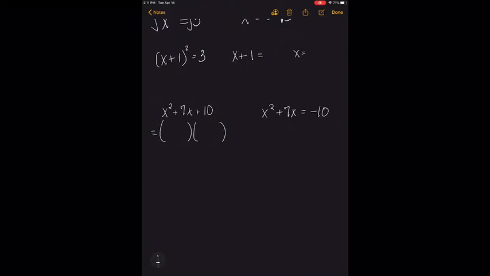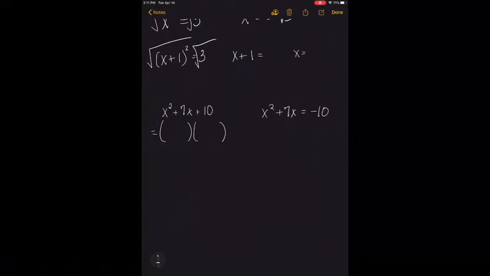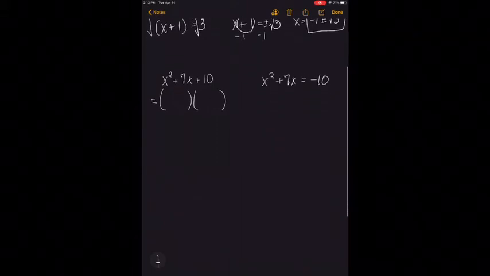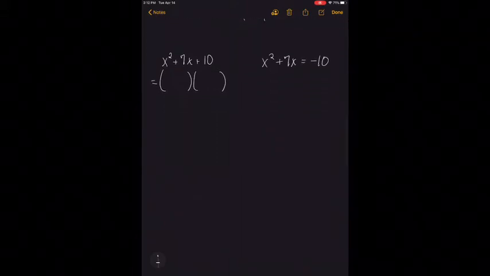If we add 1 to x, the procedure is still the same. We have to take the square root of both sides. So we find that x plus 1 equals plus or minus the square root of 3. So then x equals negative 1 plus or minus the square root of 3, because we had to bring that plus 1 over by subtracting 1 from both sides. So negative 1 plus the square root of 3 and negative 1 minus the square root of 3. But we can just leave it like that.